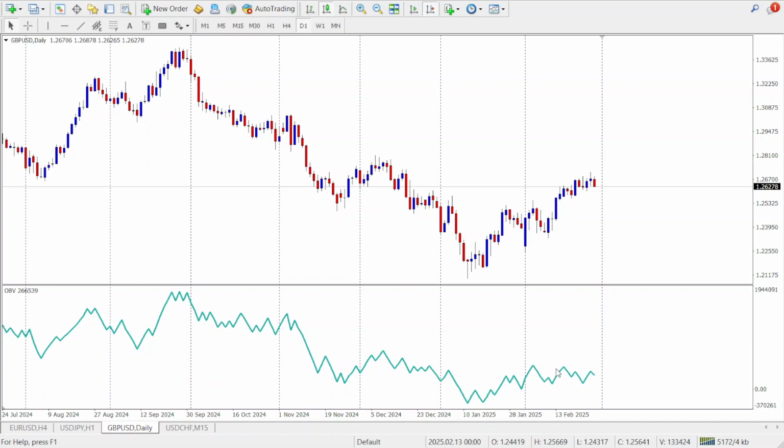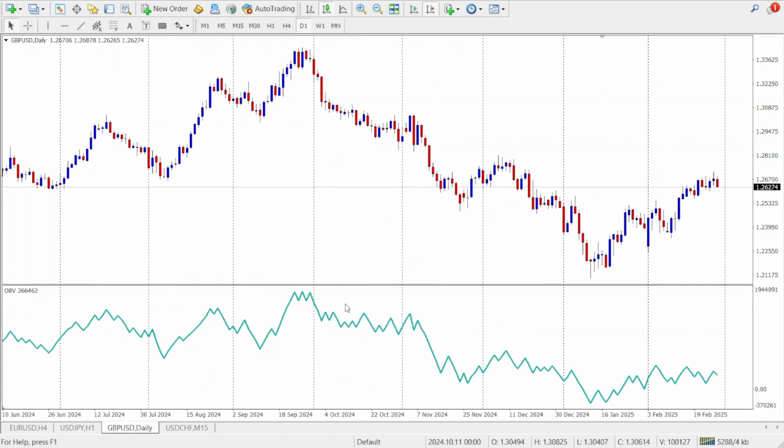If OBV is rising while price is increasing, it confirms a strong uptrend. But if OBV is falling while price moves higher, it could be a sign of weak momentum and a potential reversal. A lot of traders use OBV to confirm trend strength and detect early signs of market shift. But what about the accumulation distribution? Let us break it down.